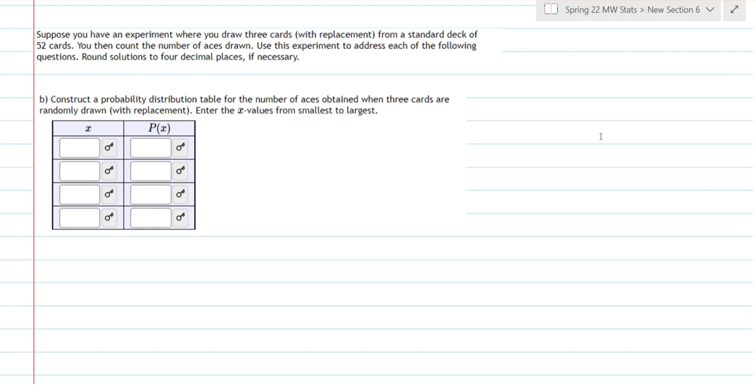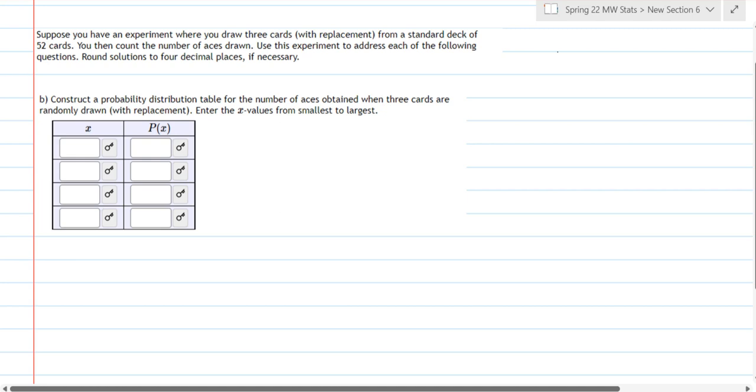See if you can come up with these probabilities. Okay, let's think about this for the probabilities of what can happen. So you're drawing a card, right? You could either get an ace, or you could not get an ace. So what's the probability of getting an ace? 4 out of 52. Which is what?